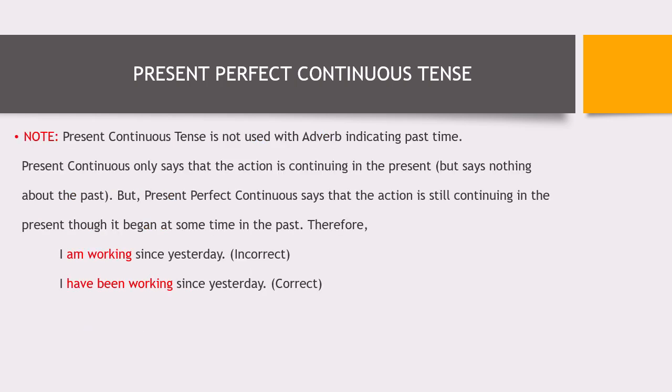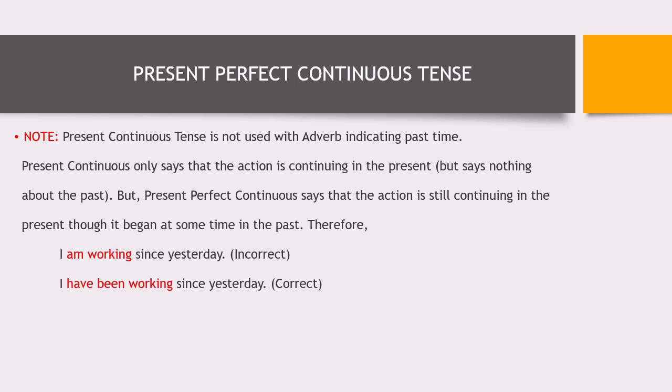Present perfect continuous tense. Note: present continuous tense is not used with adverbs indicating past time. Present continuous only says that the action is continuing in the present, but says nothing about the past. But present perfect continuous says that the action is still continuing in the present, though it began at some time in the past. Therefore, I am working since yesterday. Incorrect. I have been working since yesterday.